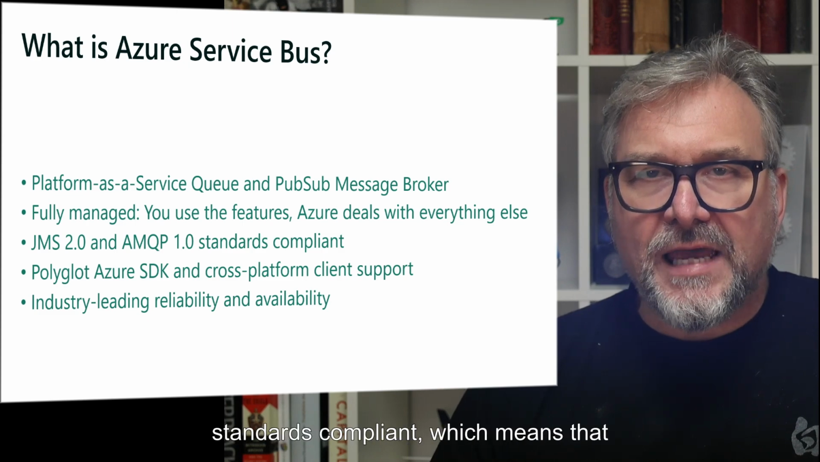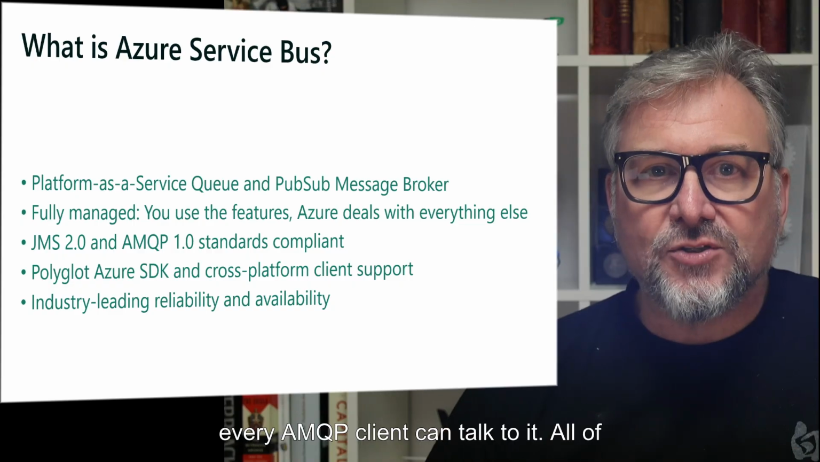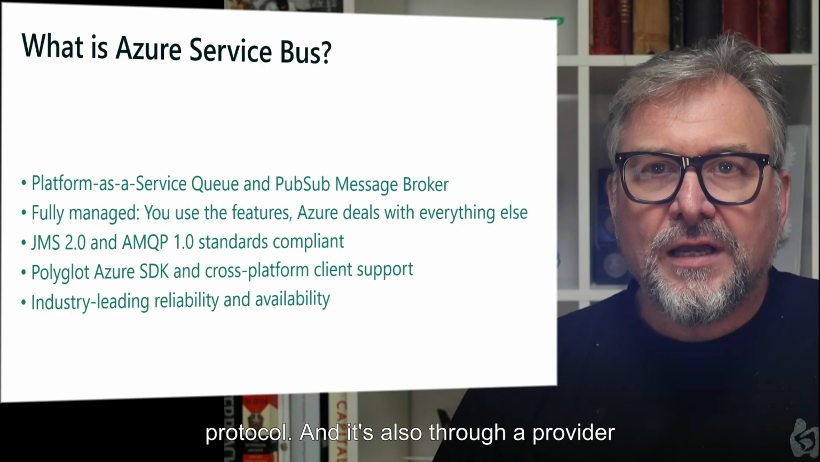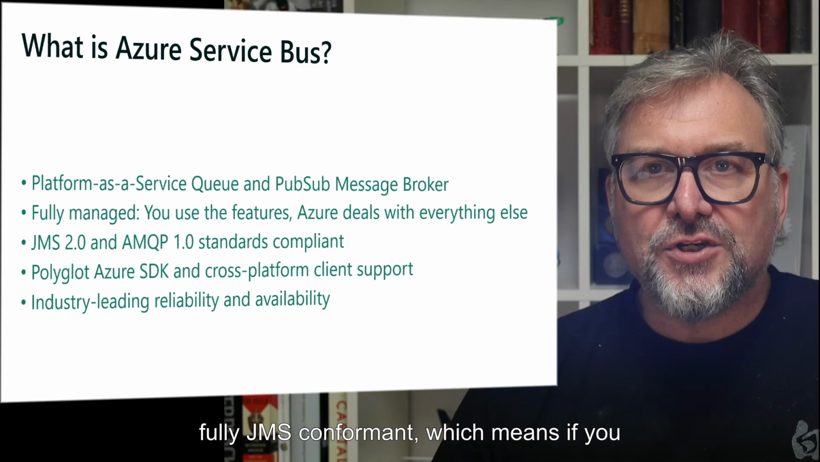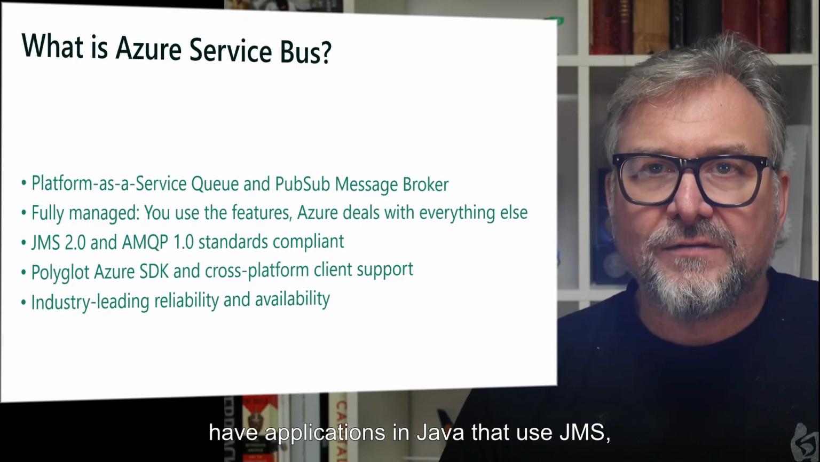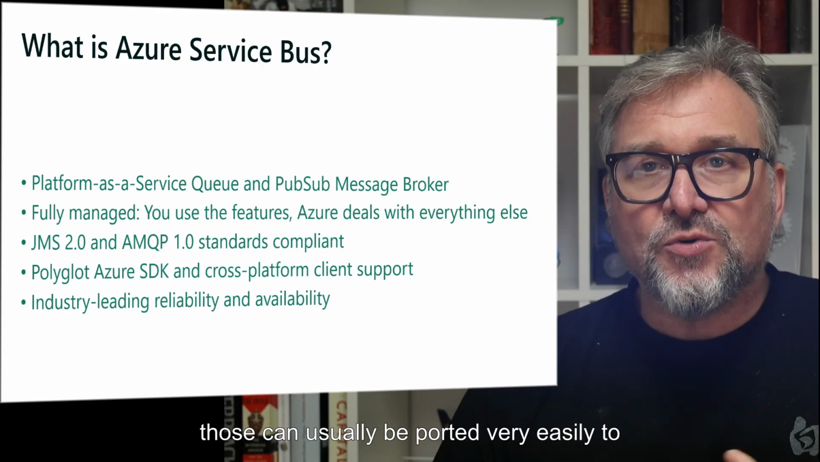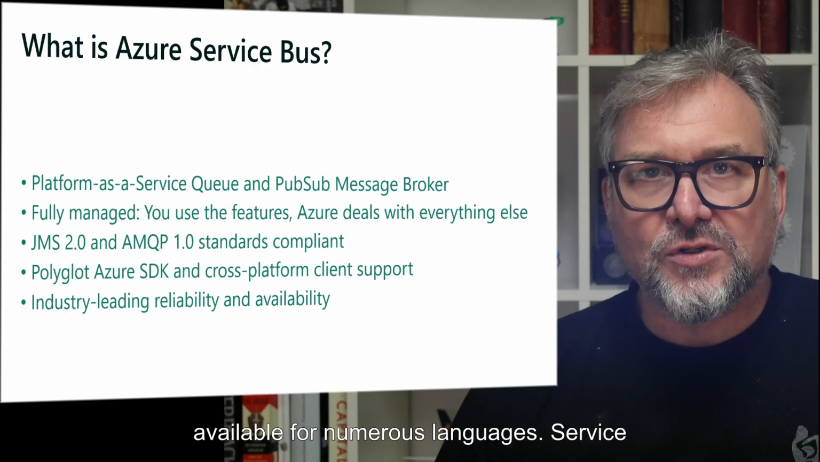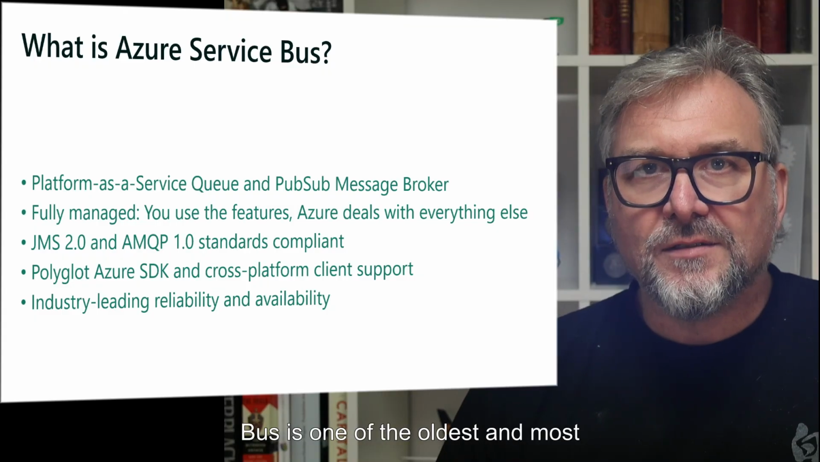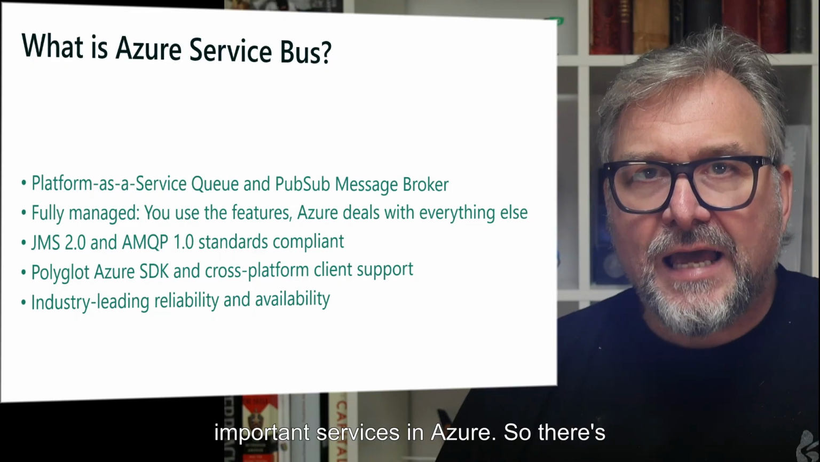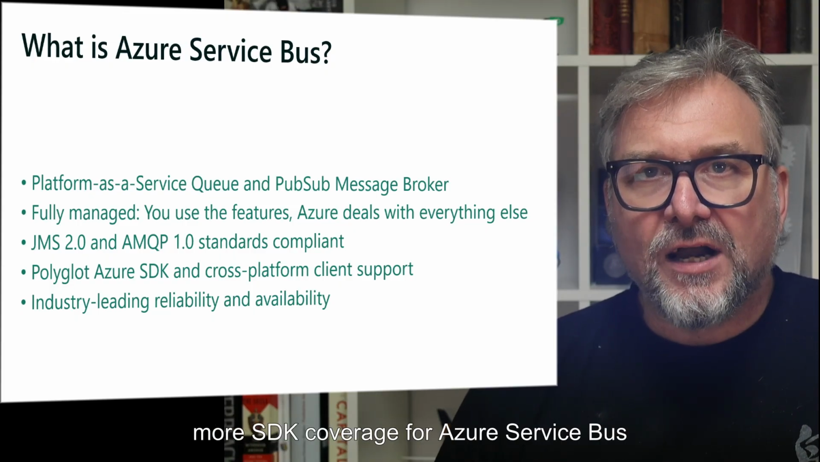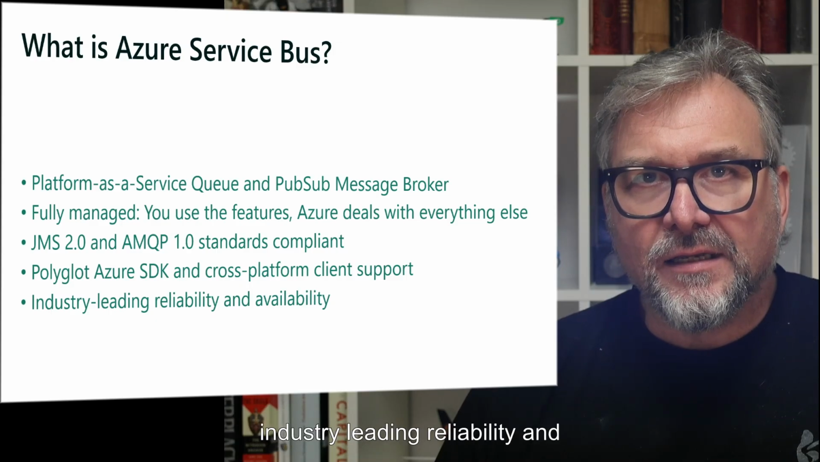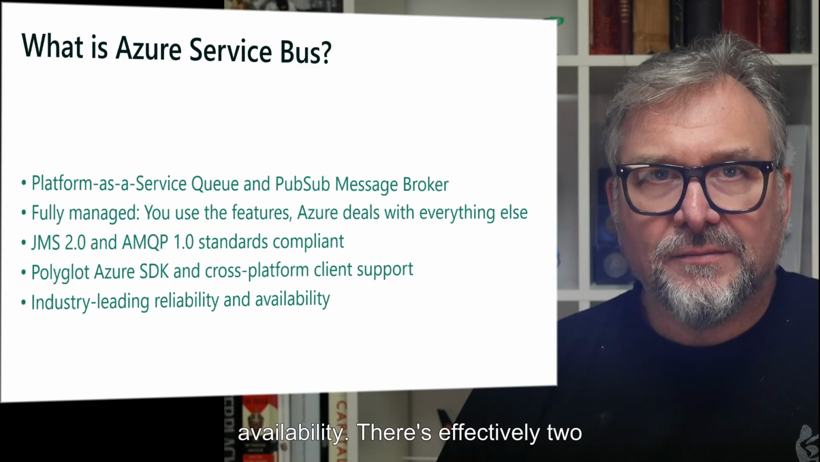It's AMQP 1.0 standards compliant, which means that every AMQP client can talk to it. All of our SDKs for it are based on the AMQP protocol, and through a provider it's also fully JMS conformant, which means if you have applications in Java that use JMS, those can usually be ported very easily to Service Bus. The SDKs are available for numerous languages. Service Bus is one of the oldest and most important services in Azure. So there's more SDK coverage for Azure Service Bus than many other services, and it has industry-leading reliability and availability.